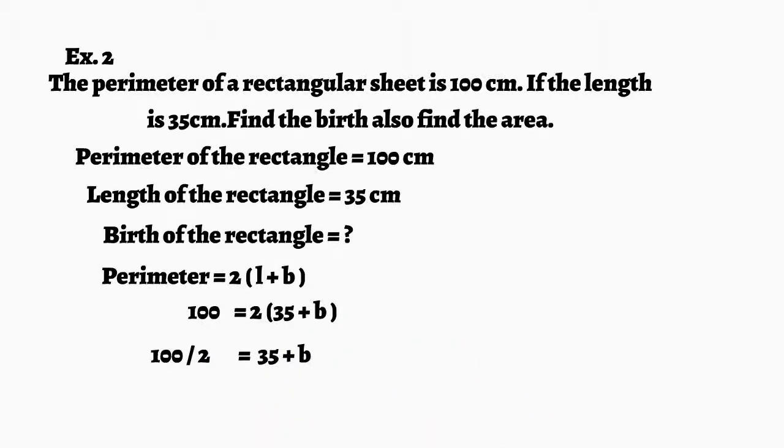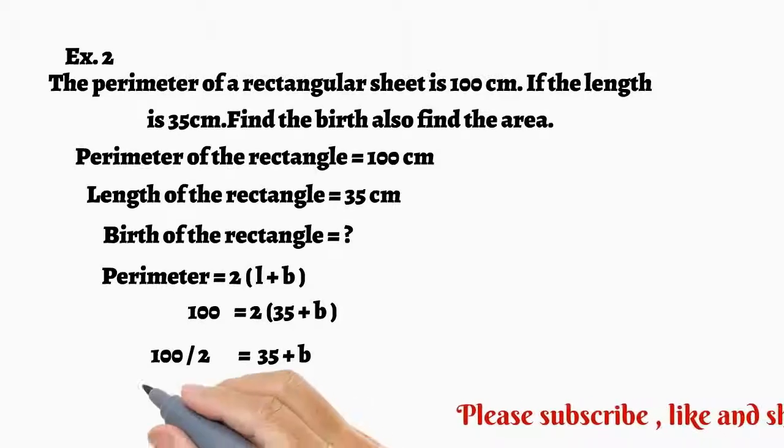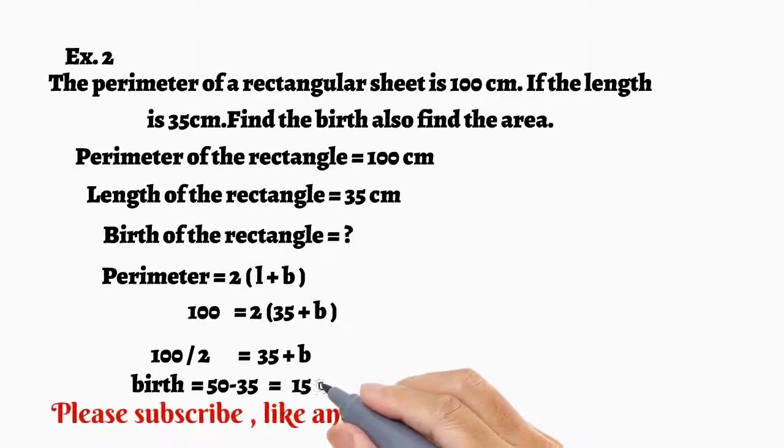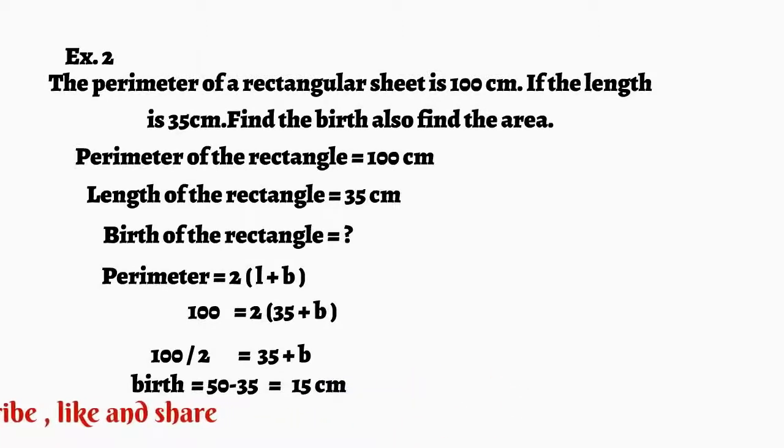We don't know the value of B. Then 100 divided by 2 is equal to 50. Then breadth B equals 50 minus 35 equals 15. Breadth of the rectangle is 15 centimeters.